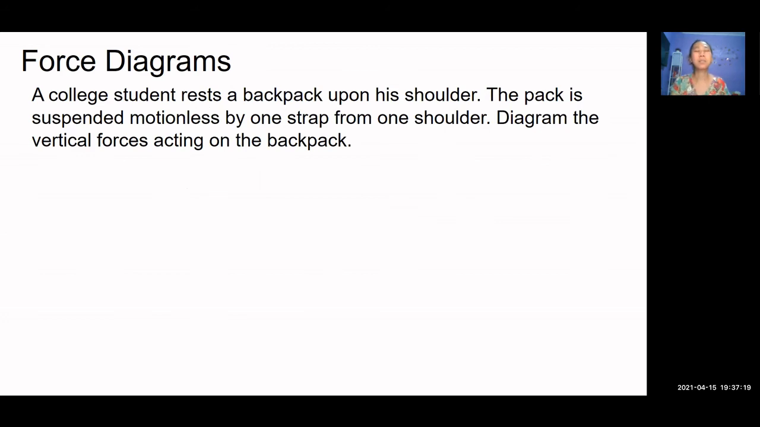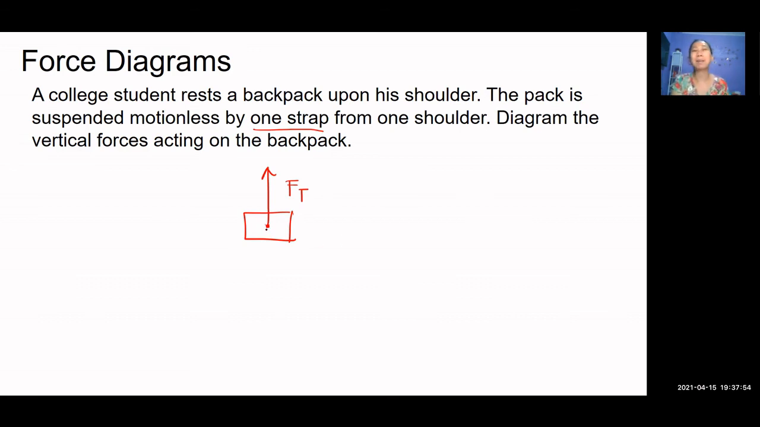And last one, a college student rests a backpack upon his shoulder. So the pack is suspended motionless by one strap from one shoulder. Diagram the forces acting on the backpack. Okay, so kung i-assume natin itong box na to, nag-represent ng ating backpack. Okay, so what are the forces acting on the backpack? So meron tayo ditong, sabi dyan, yung backpack natin is, meron siyang one strap. So kung meron siyang isang strap dito, we can safely assume na meron kang tension force acting on the strap. And ang direction nito is going upwards.